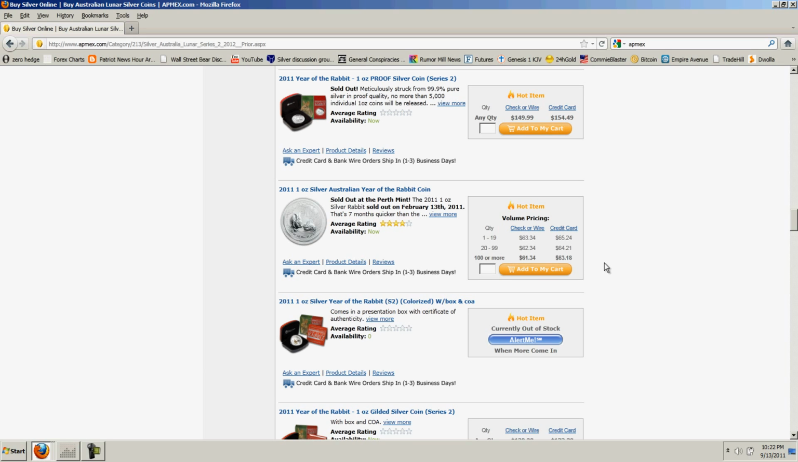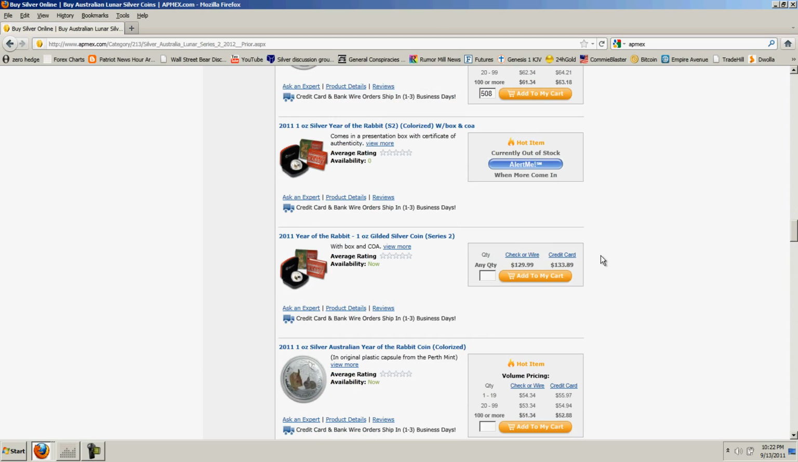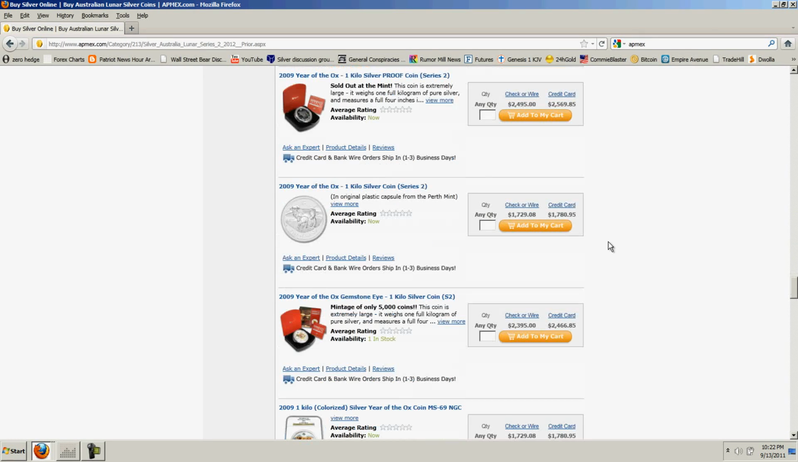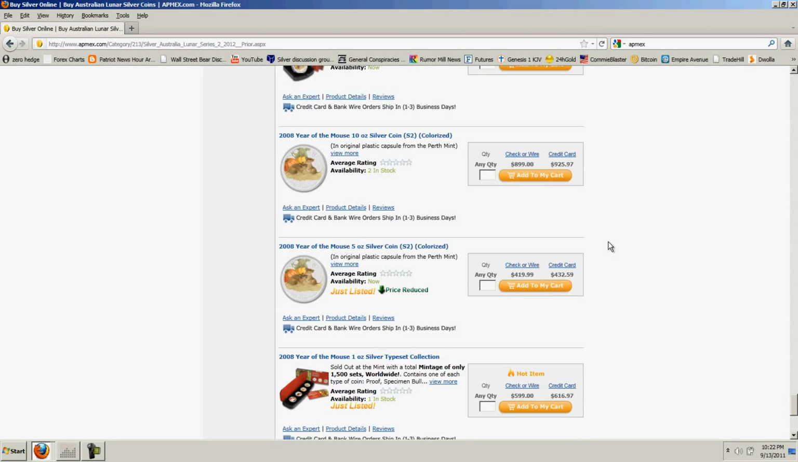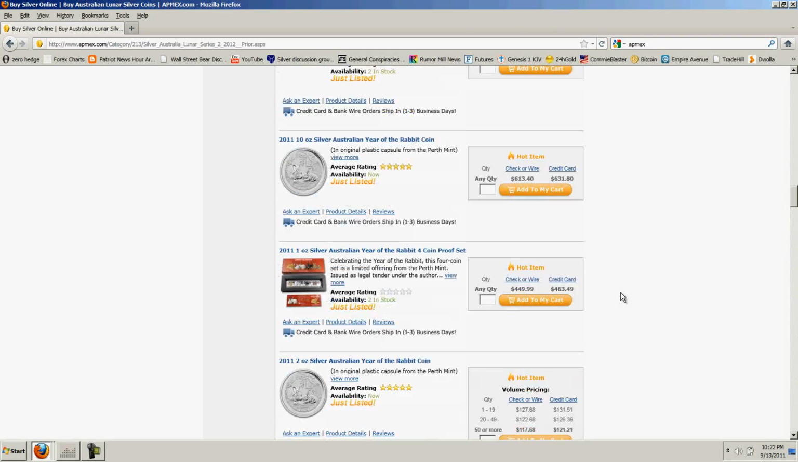And they're roughly as high as Gainesville, where we've got about 500 of those rabbits. And here's the tigers. I don't think you're going to find any 1 ounce. No, you find these weird weights, and that's about it. So on the Lunar Series, they're out. I didn't go into the koalas and all the rest of them.